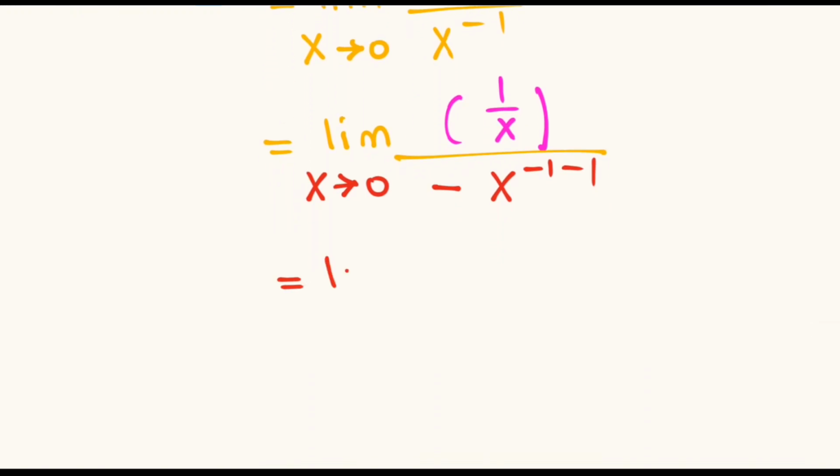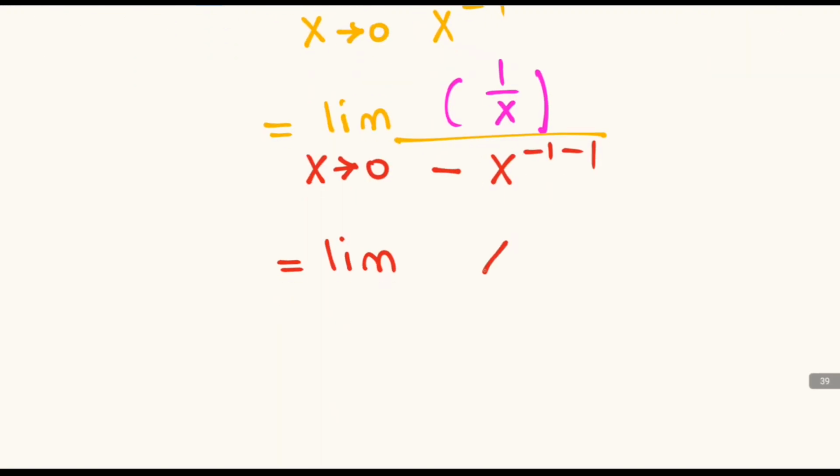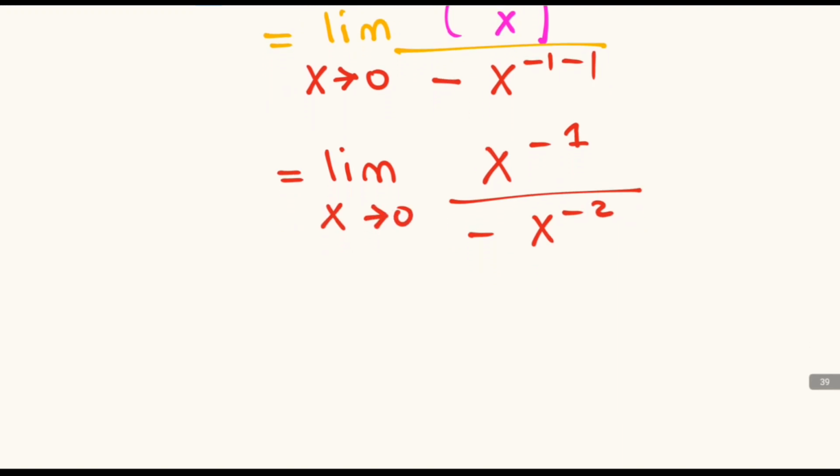We can express 1 over x as x to the power minus 1. So we are going to take this 1 over x and express it as x to the power minus 1. So this will be equal to x to the power minus 1. As we are trying to simplify this, we have negative x raised to the power minus 2 as x approaches 0.